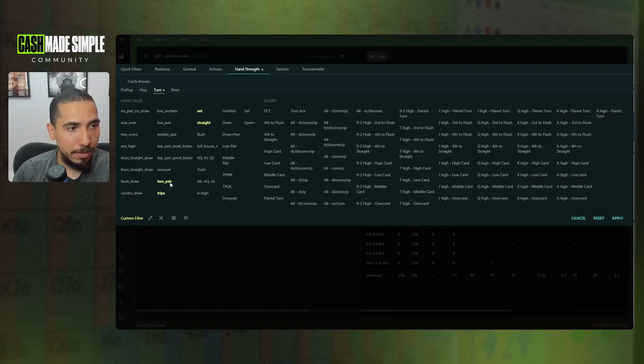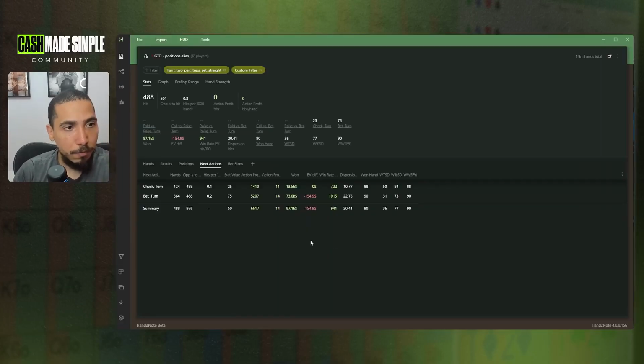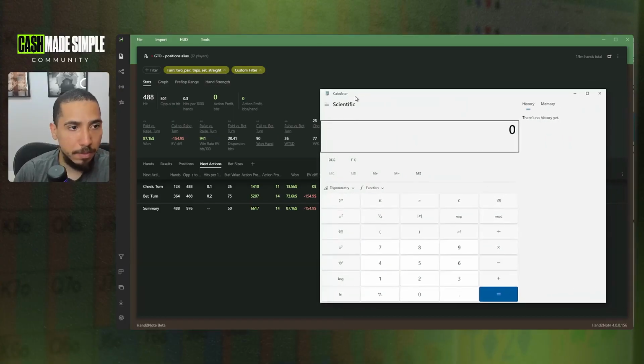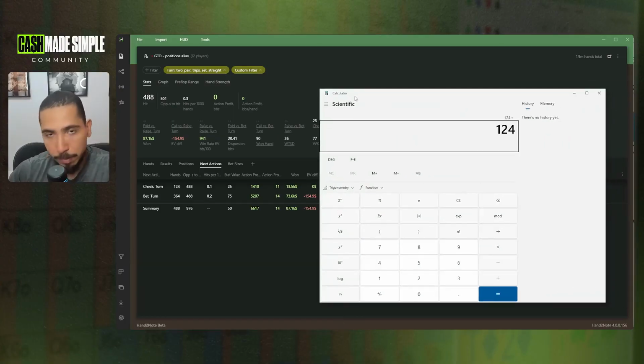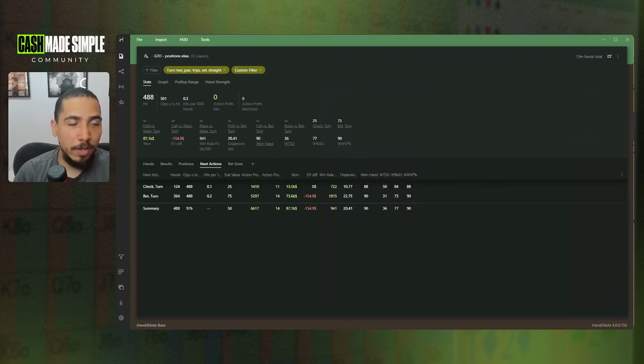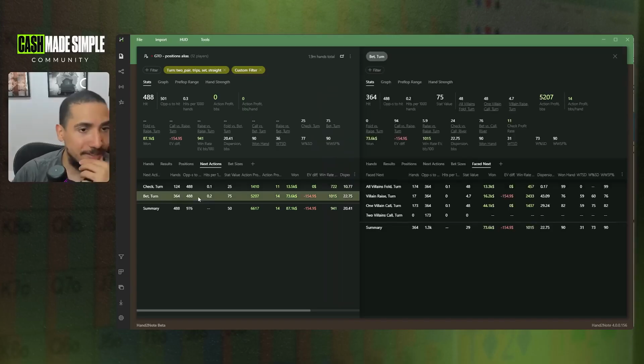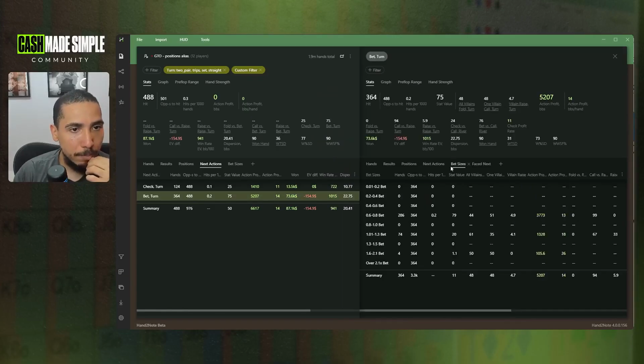runouts? Let's take paired board, third to flush, straight complete. Let's include 2-pair plus. I was going to filter for trips plus, but let's do 2-pair plus. So we see here that we are checking about 25% of the time with our 2-pair plus. Take a look at that. Yep, exactly 25. So you can put the 2-pair plus in the 75% bucket.